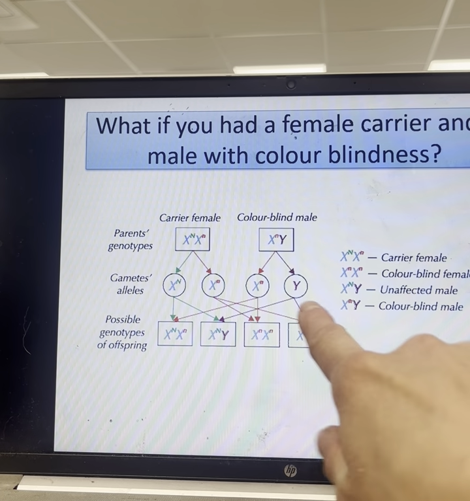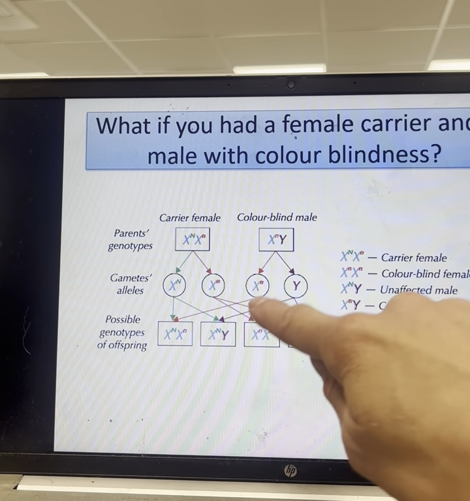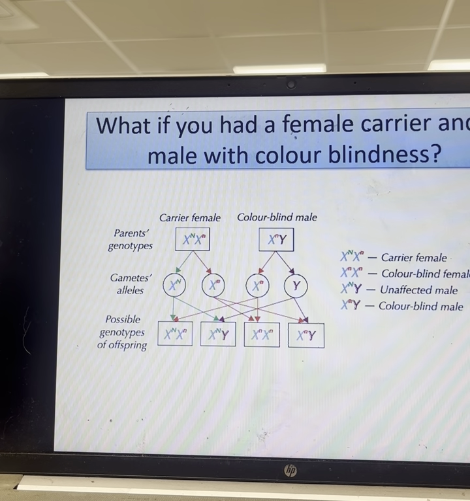So in this case, there would be a 50% chance that this couple will have a colourblind child. There is a 25% chance that they'll have a female who's colourblind, or a 25% chance that they will have a male.